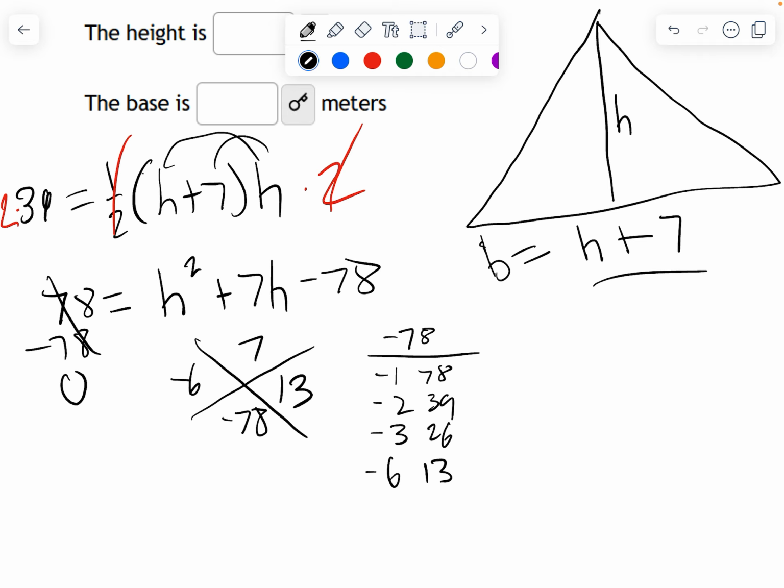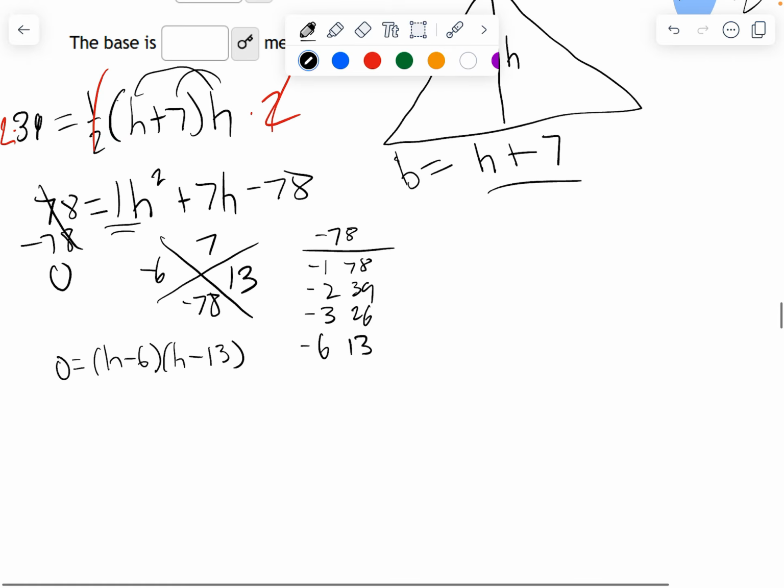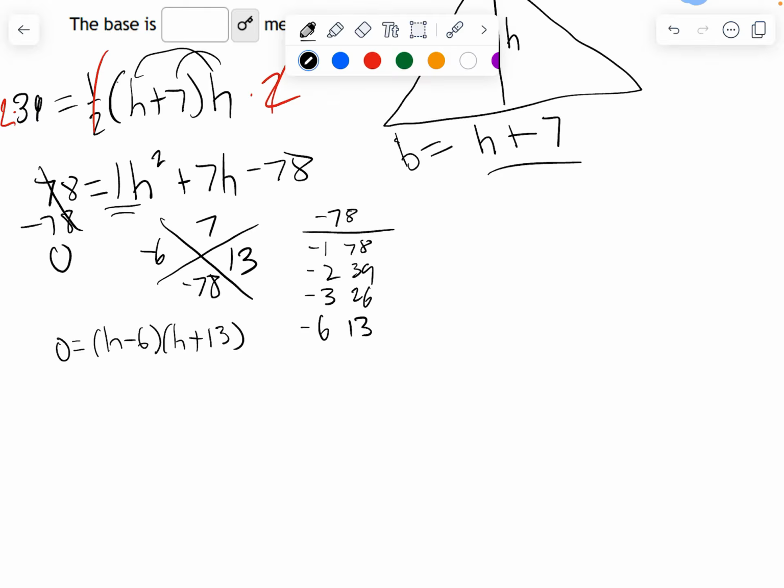There we go. And because there is a 1 at the very beginning, we can go straight to our parentheses. So we have 0 equals (h minus 6)(h plus 13). From there, we just need to finish solving by factoring. Once we get it in these parentheses, I have something times something equals 0, so either the first something is equal to 0, or the second is equal to 0. Add the 6 over, h equals 6. Subtract 13, we get negative 13.